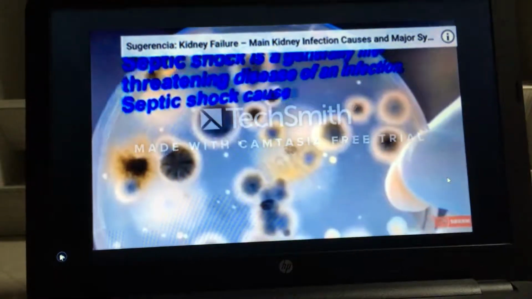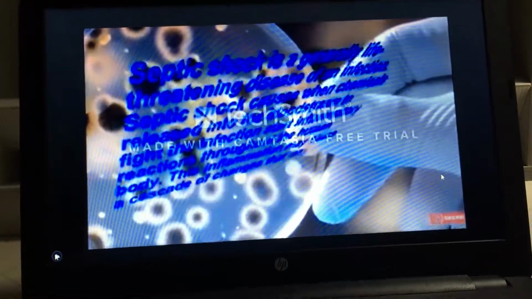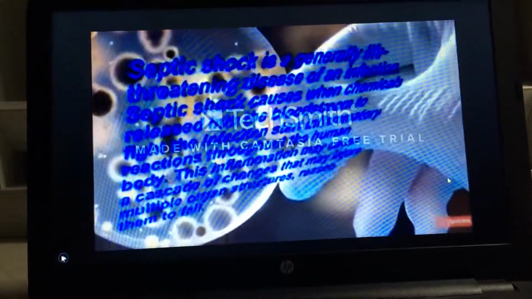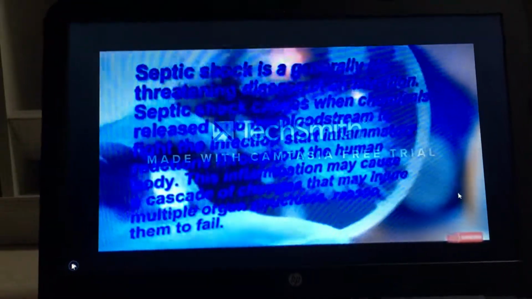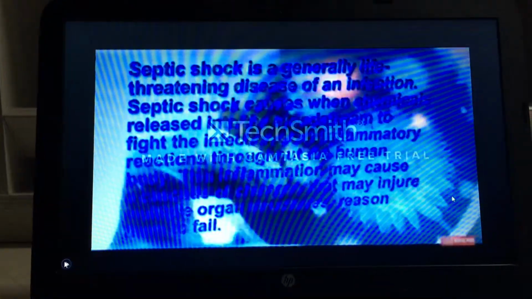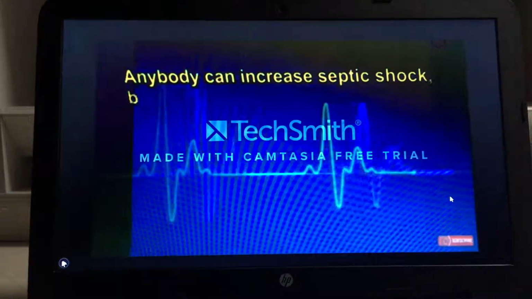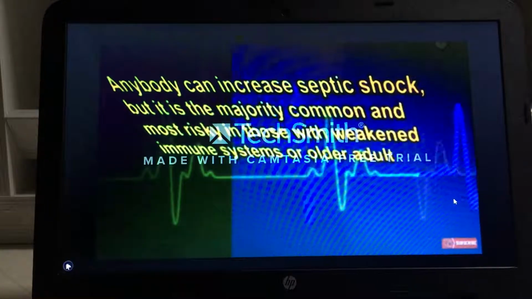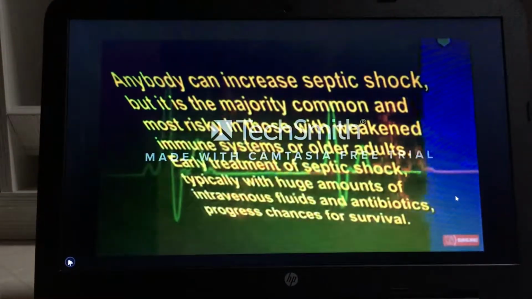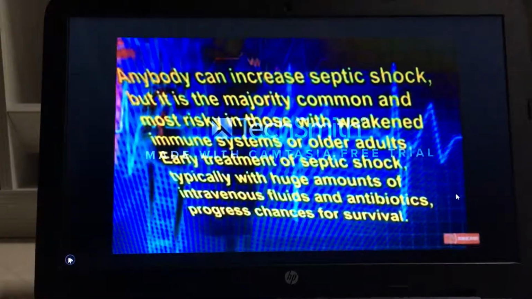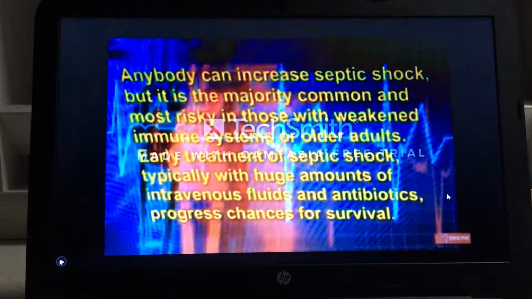Septic shock is a generally life-threatening complication of an infection. It occurs when chemicals released into the bloodstream to fight the infection start inflammatory reactions throughout the body. This inflammation may cause a cascade of changes that may injure multiple organ systems, causing them to fail. Anybody can get septic shock, but it is most common and most risky in those with weakened immune systems or older adults. Early treatment, typically with large amounts of intravenous fluids and antibiotics, improves chances for survival.